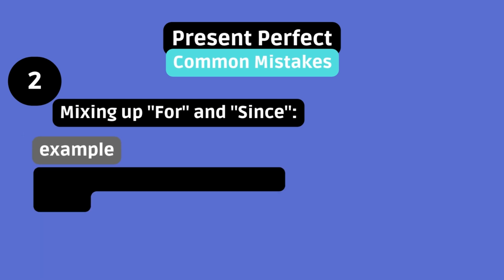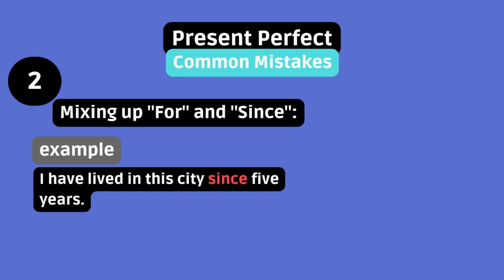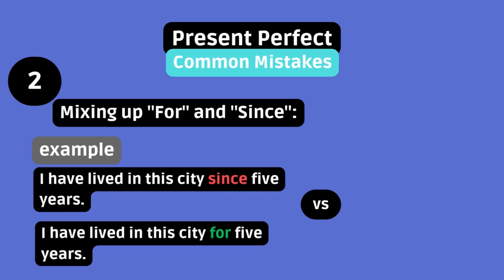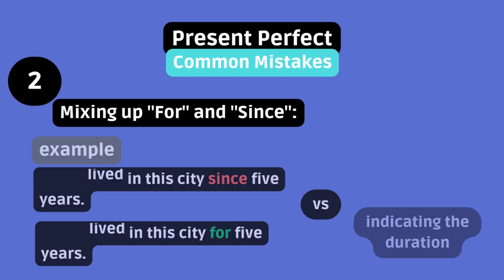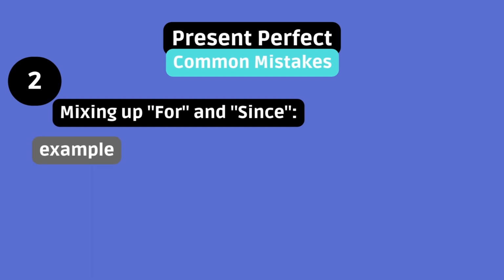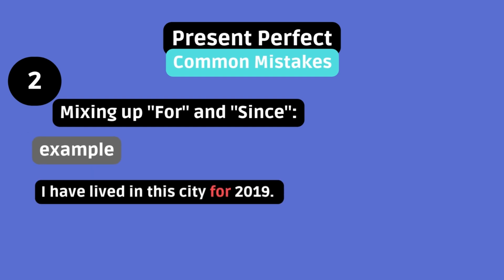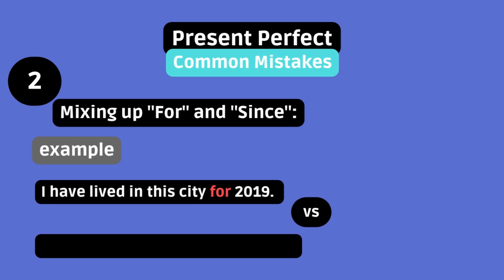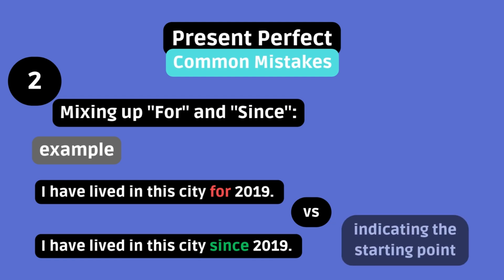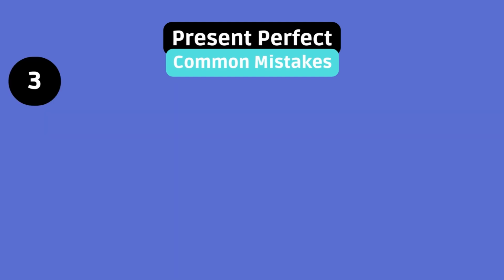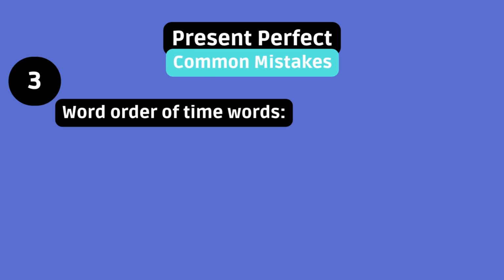Example, I have lived in this city since 5 years. Should be, I have lived in this city for 5 years. Example, I have lived in this city for 2019. Should be, I have lived in this city since 2019. Word order of time words.